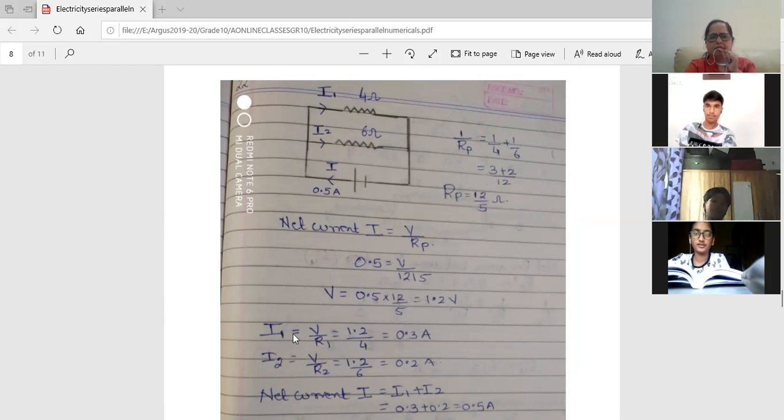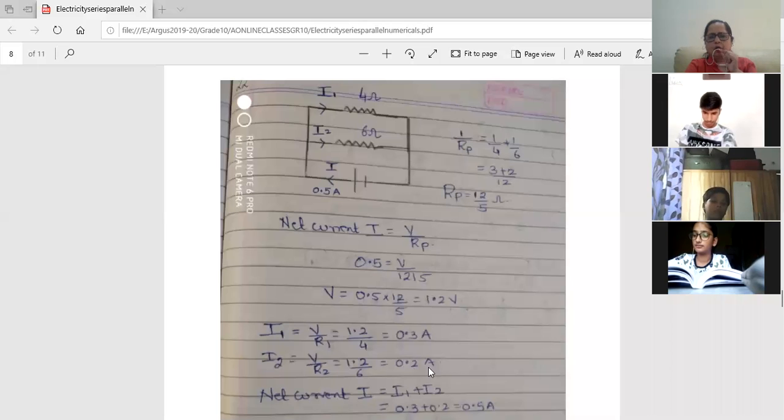Now just as Shravani told me, I1 is V upon R1. So I1 is 1.2 upon 4, so 0.3. And then again I have to find I2. So I2 will be V upon R2, so 1.2 divided by 6. So I will get 0.2.